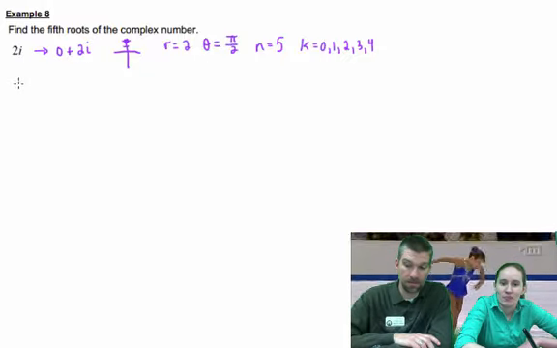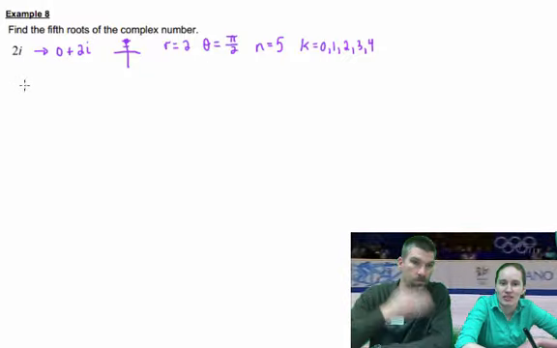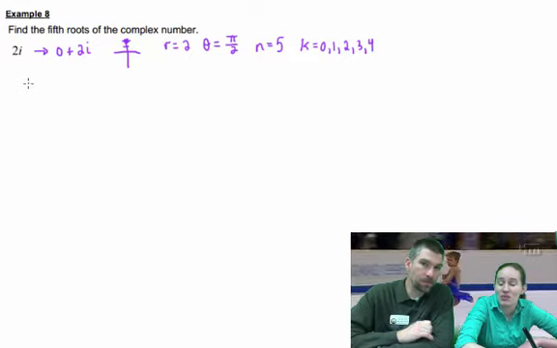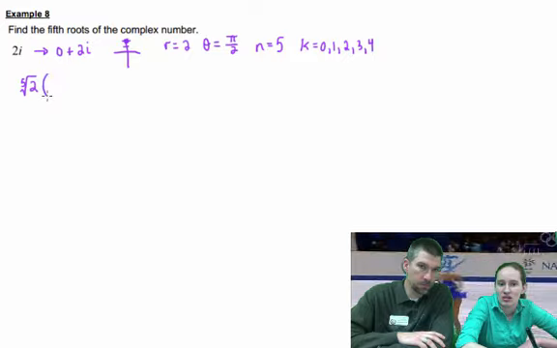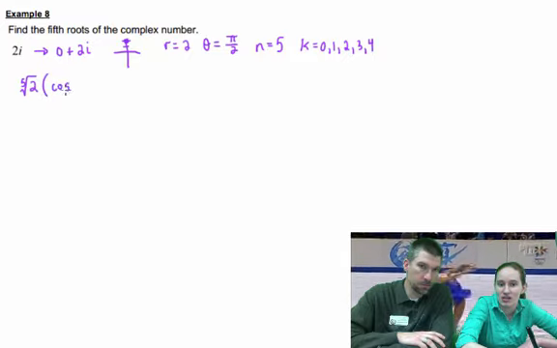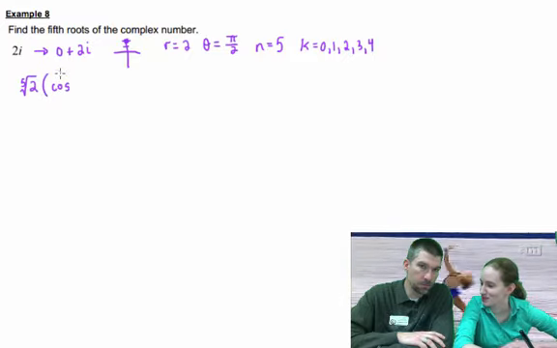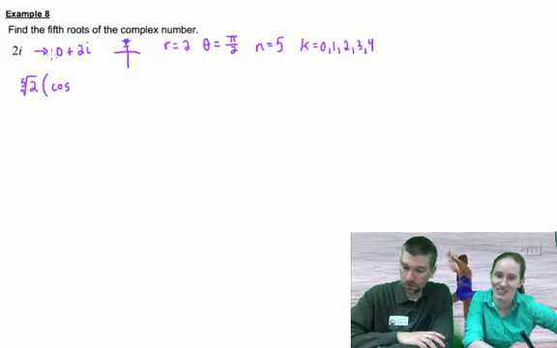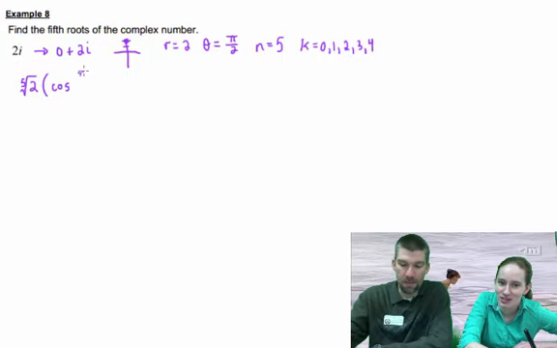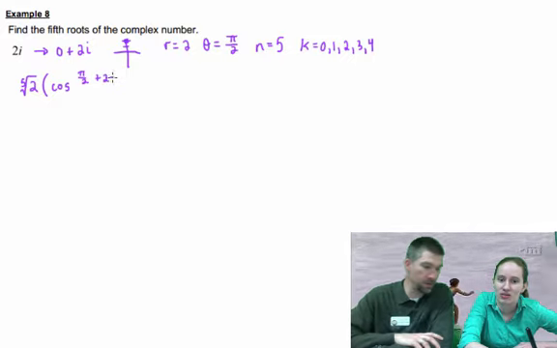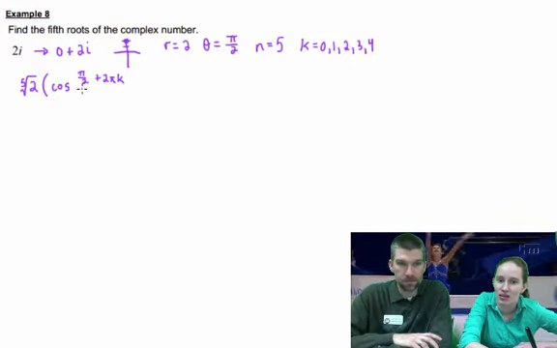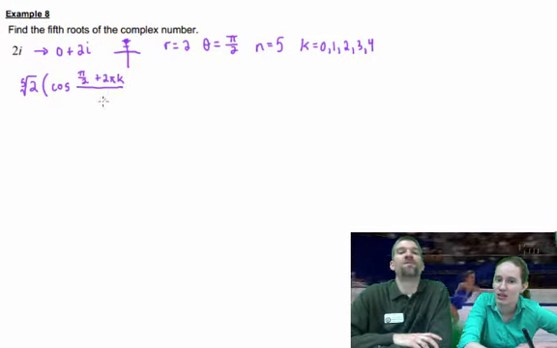Okay, so our formula says the nth root of r, so the fifth root of 2, times cosine of pi over 2 plus 2 pi k, and then on the bottom, we have 5.